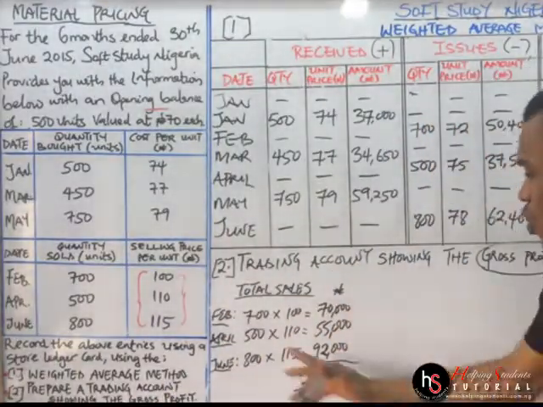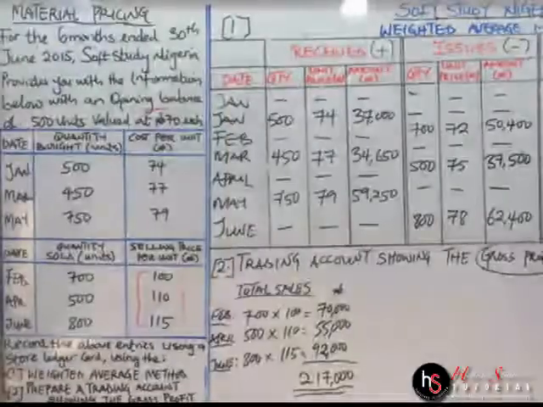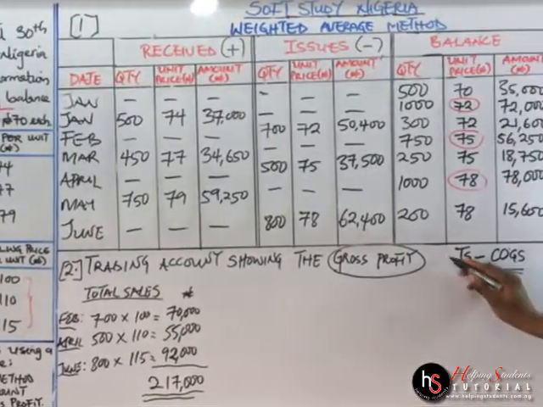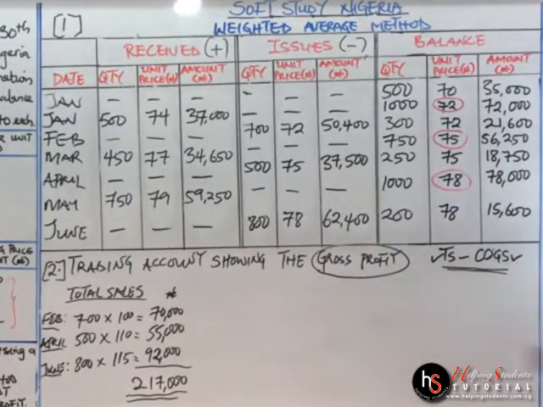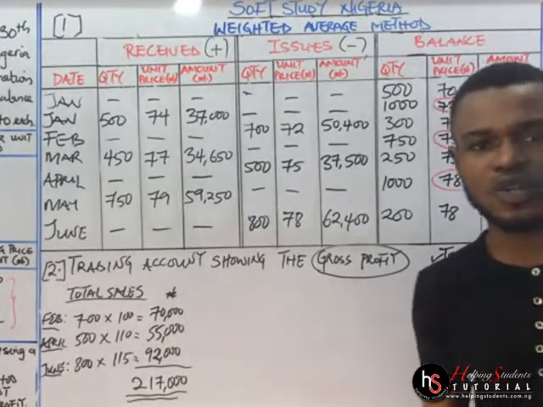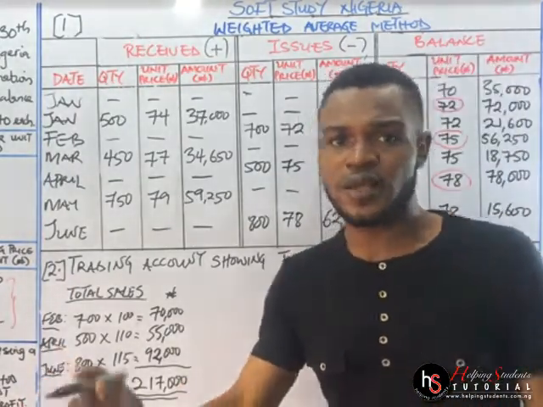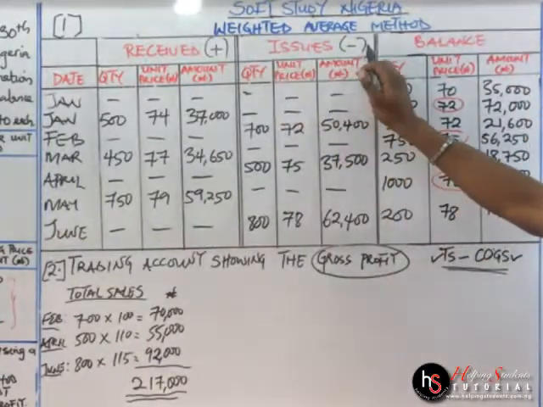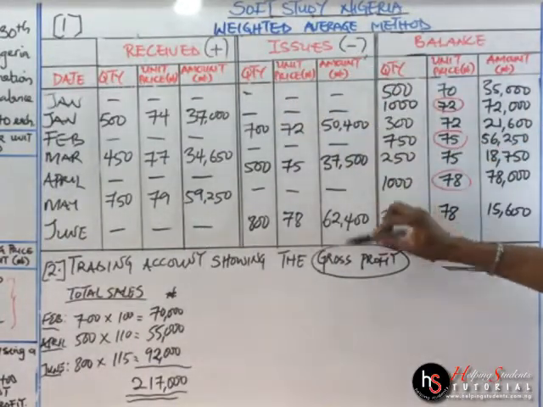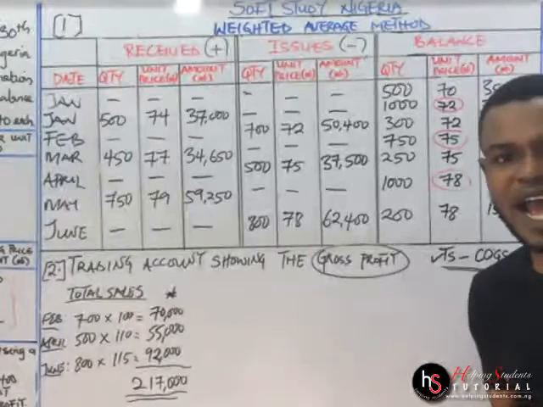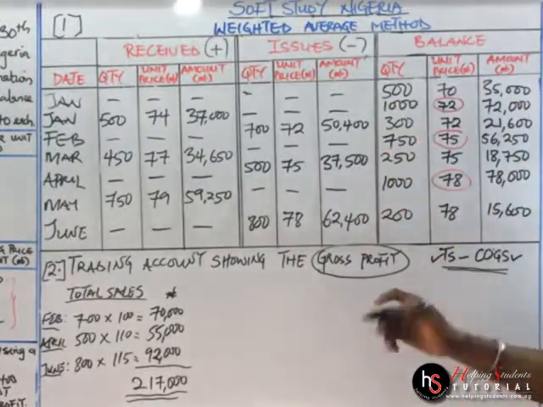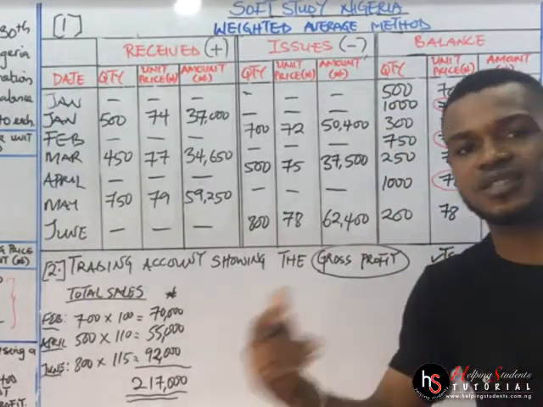Okay? So once we multiply, we get this value. Now we've got our total sales. What is the next thing? We need to get our cost of goods sold. Now, how do we get our cost of goods sold? It is very, very easy. Under the issues section, this value we have here will be summed up. When we add it up, it now gives us the value for the cost of goods that was sold.